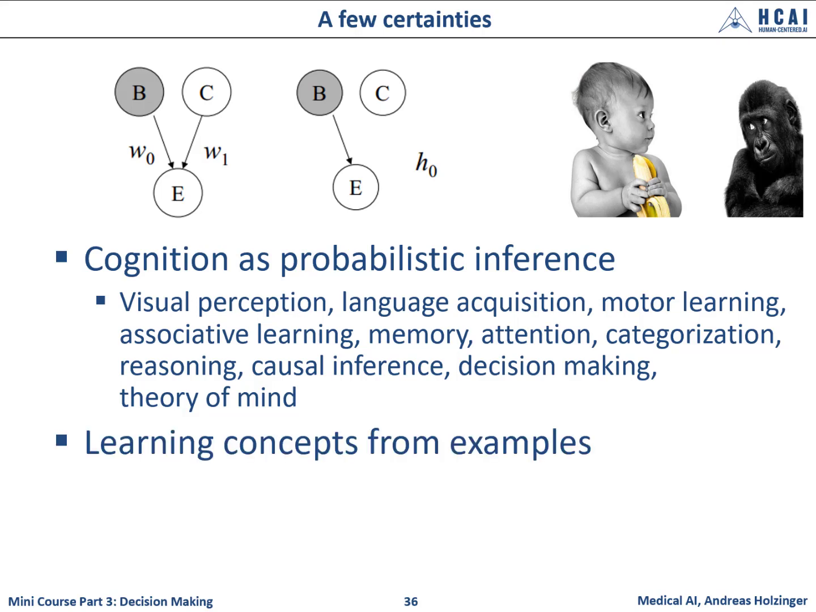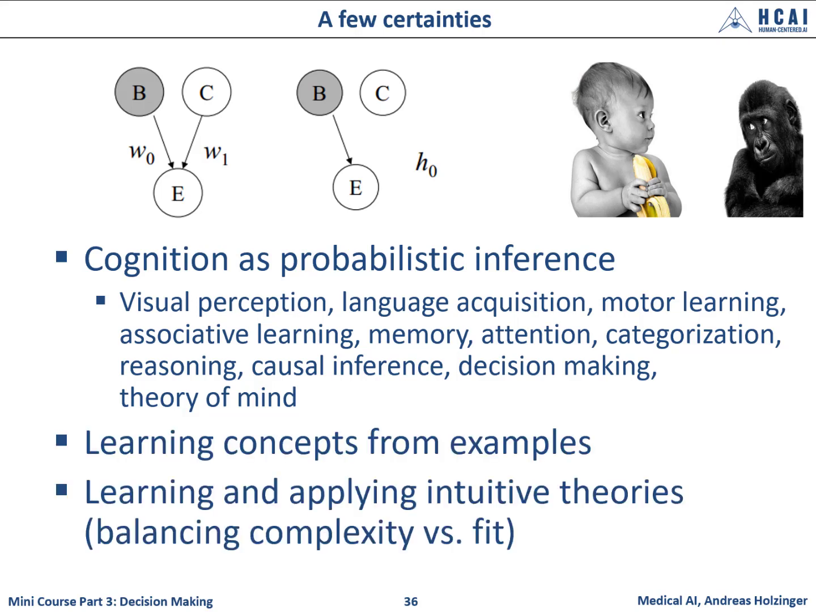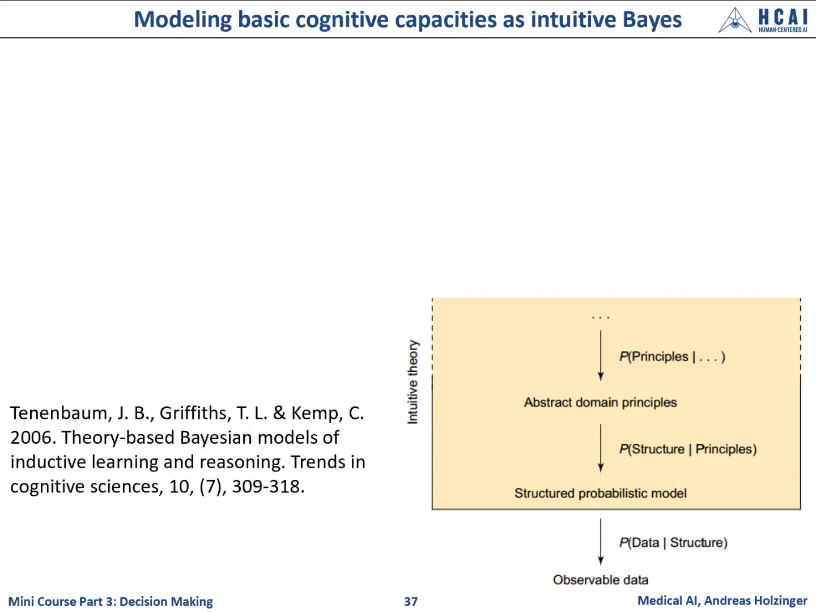So learning concepts from examples is a big goal, and learning and applying intuitive theories. So this is this balance and trade-off of complexity versus the fit. And this brings us to modeling basic cognitive capacities as intuitive Bayes. So this is also a work from Tenenbaum.